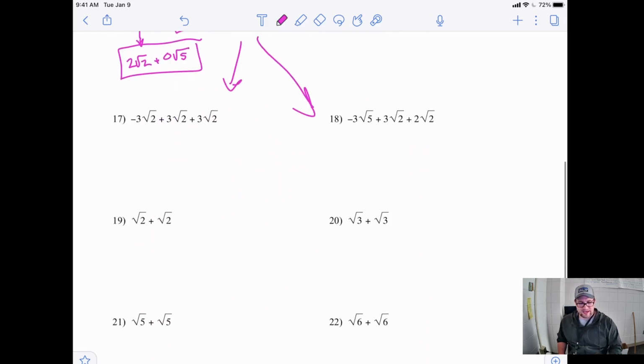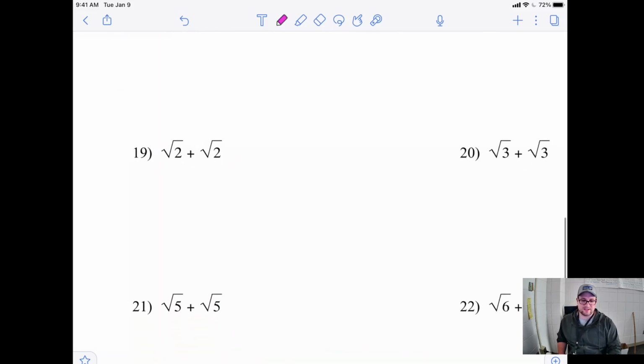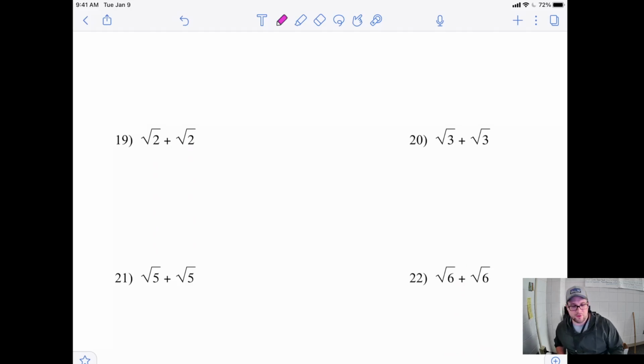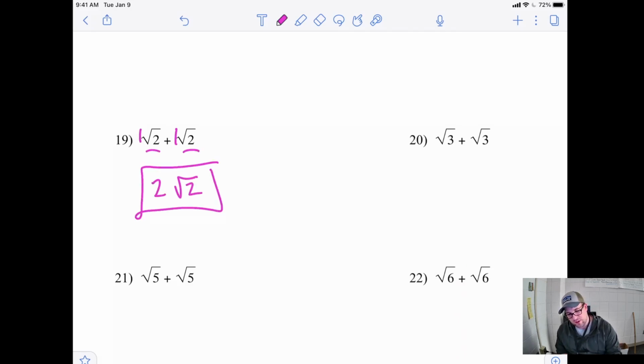Let's look at the last one here. Now, number 19 gets a little bit tougher because we lose the numbers that are out in front, but remember, you can always just put in a 1. So if I have 1 square root of 2 plus 1 square root of 2, these are like radicals, so that's going to give me 2 square roots of 2, ladies and gentlemen. That is the name of the game. That's what you need to be able to do on the test.